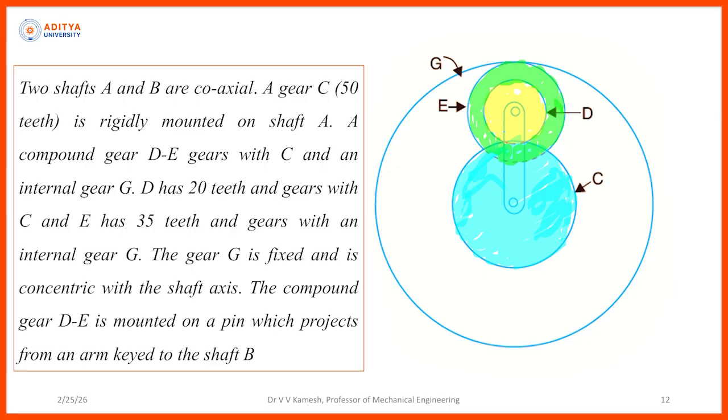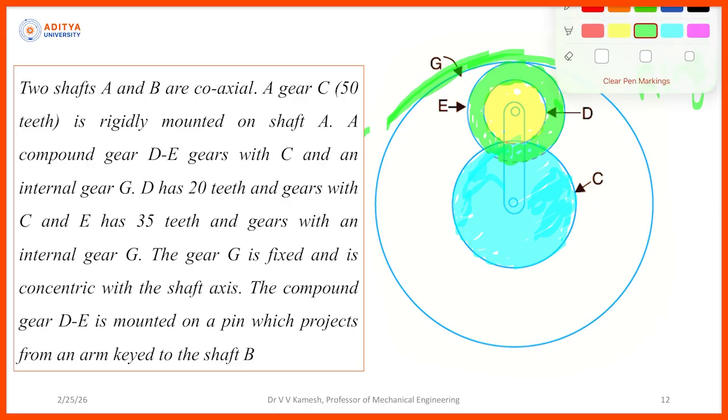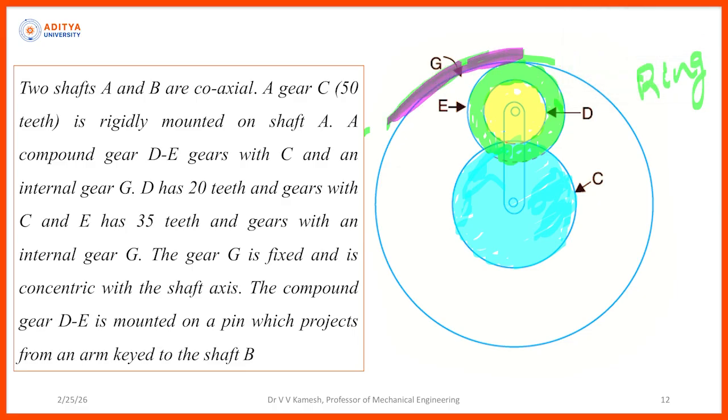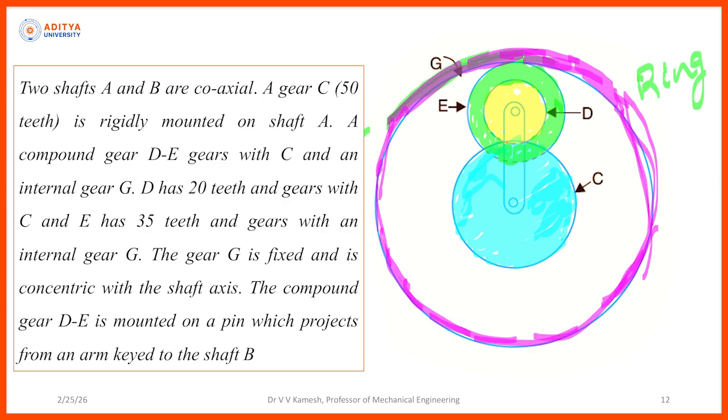Now what about the last gear G? It is a ring gear, right? So ring gear means on the surface I have teeth, okay, I will give some other color. So this is the ring gear. Now how do I find the relation between the C, D, E, G diameters so that I can find the number of teeth on gear G, right? Because some data is given, some other data is not given, right?